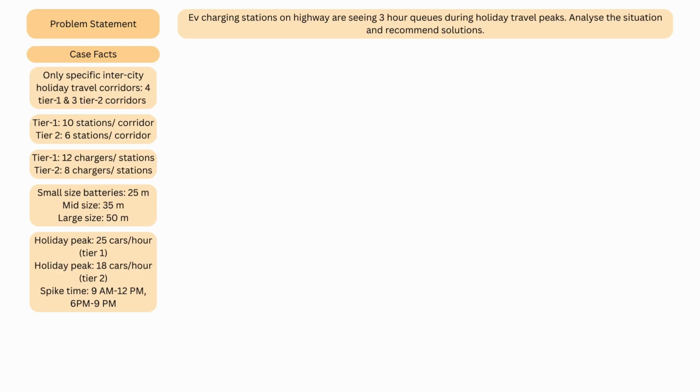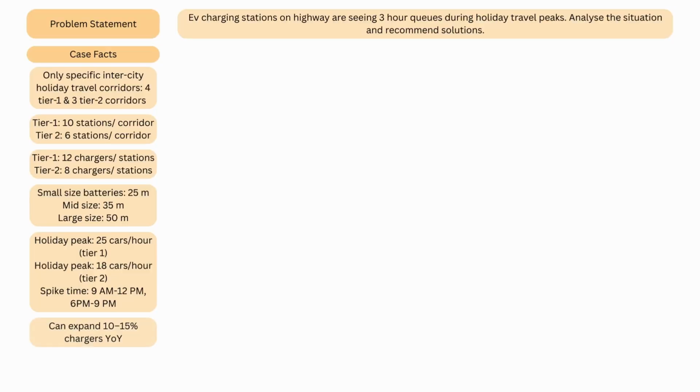Also, 9 a.m. to 12 p.m. is the primary spike time, and 6 p.m. to 9 p.m. is also where we see huge traffic. Now we'll understand the constraints. What is the capex flexibility to add more infra, and are there any land constraints at these stations? The interviewer mentions they can expand around 10 to 15% chargers year on year, and only 30% of stations can physically add more than 4 chargers.